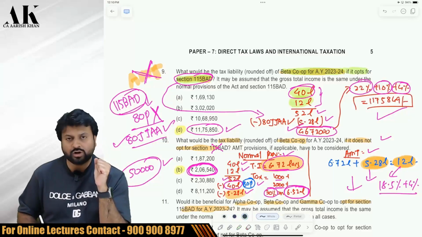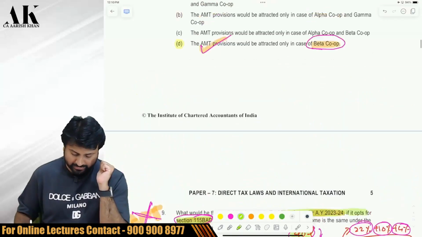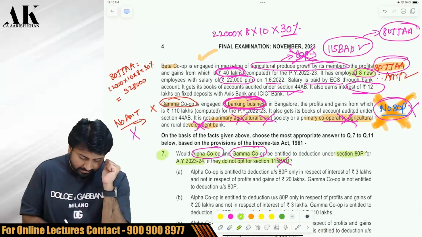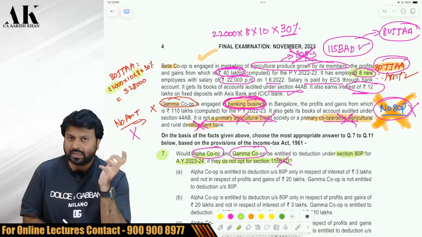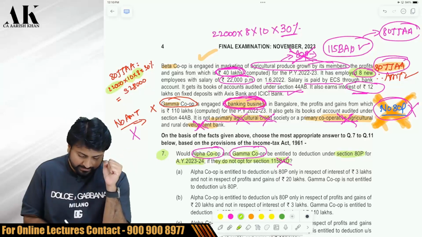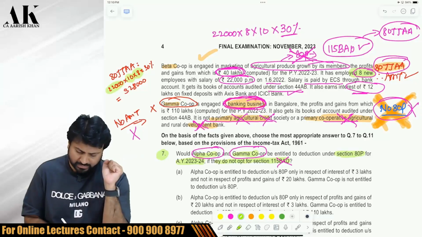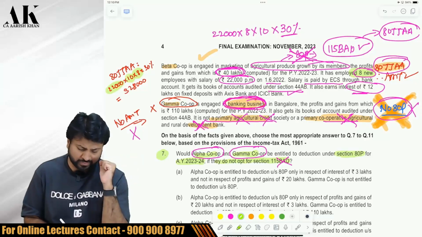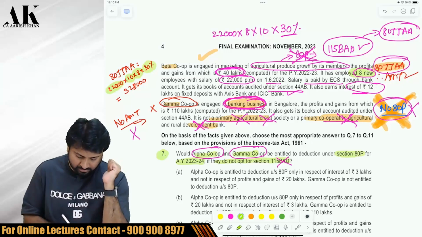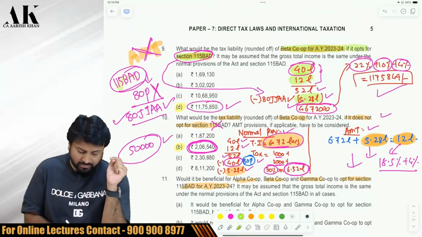Now Beta is not going to get ATP. But Beta will get ATJJAA. How will ATJJAA be allowed? See, 8 employees are hired. 22,000 is the emolument. Up to 25,000 emolument, ATJJAA is allowed. 10 months they have hired. If they are hired for 240 days or more, they are allowed. They are hired for 10 months, so 10 months is more than 240 days. So the deduction is 30% of that. Whatever is the amount, that is 5,28,000 will be allowed as deduction even if you follow 115 BAD.